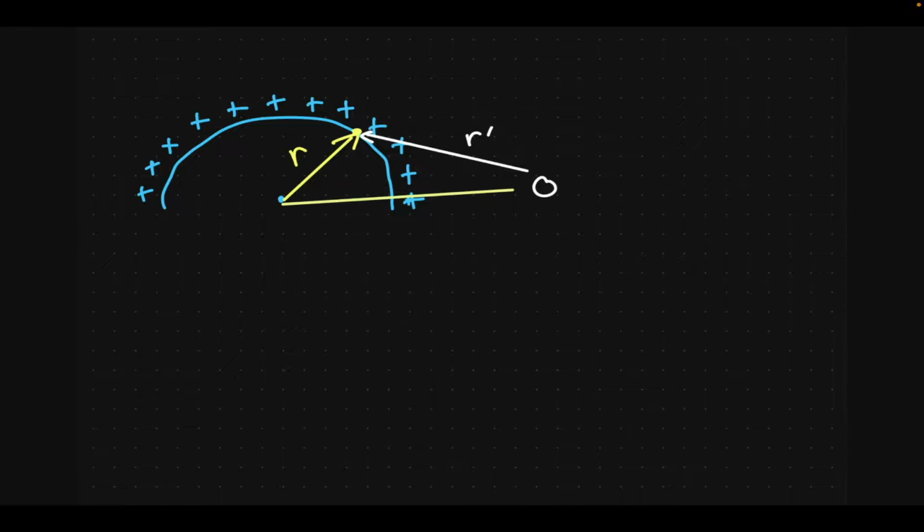I should choose a different, more distinct color. And then let's say the vector from the center of this object to O is given by capital R. Let's define this angle here as theta.